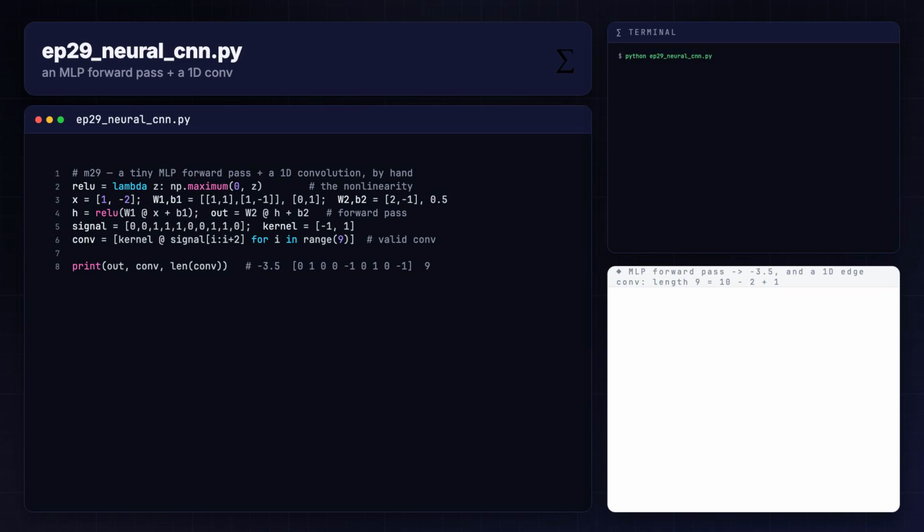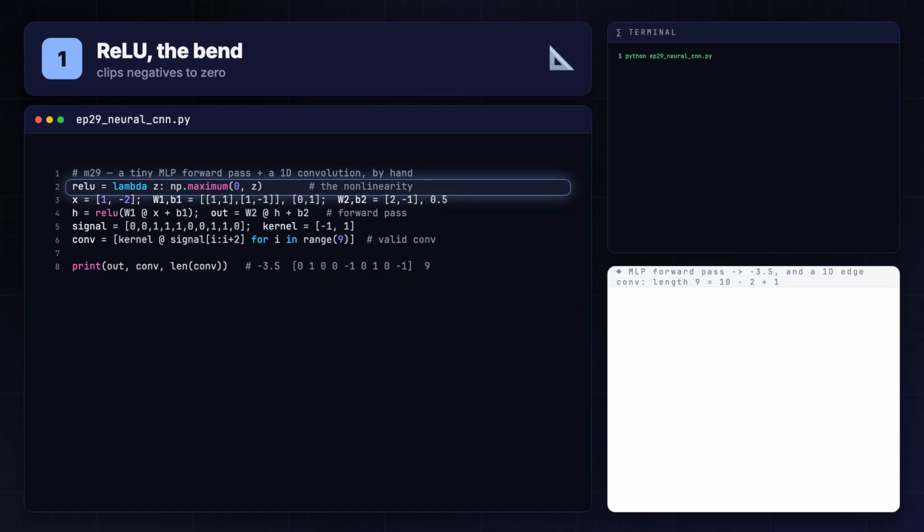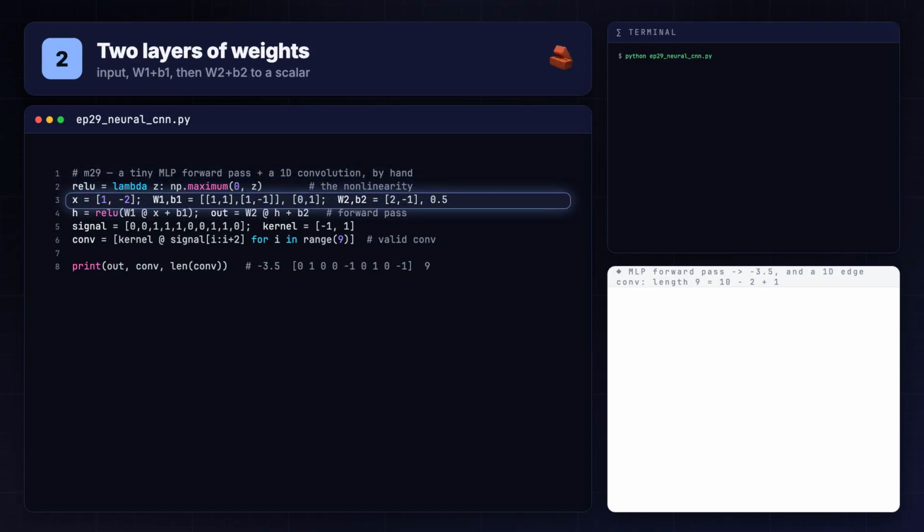Here's the whole thing in one file. We'll run a tiny 2-layer network forward by hand, then convolve a one-dimensional signal with an edge detecting kernel. We seed and define ReLU, the nonlinearity that clips negatives to 0. We set up a 2-feature input, a first weight matrix and bias, and a second layer that collapses to a single output.